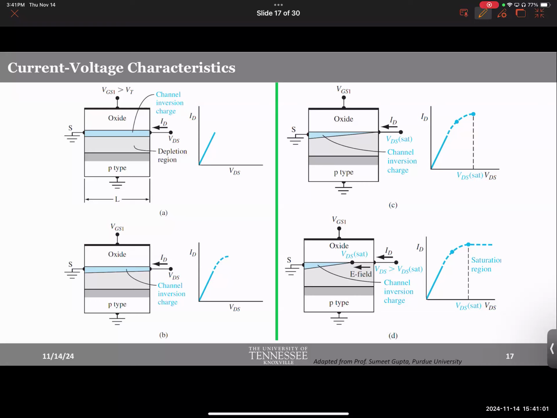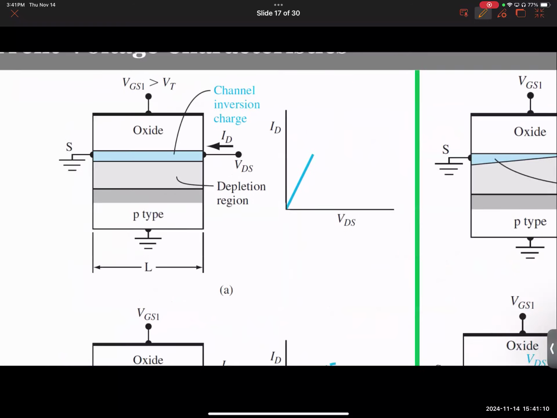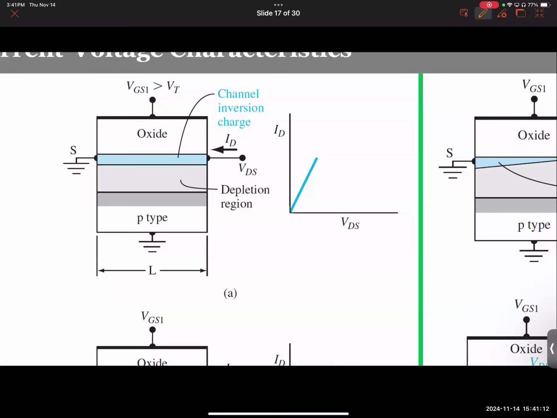So we will get there. But first, let's see how the IV looks. This is the first slide that connects MOSFET structure to the IV. Still with me? If you pay attention, this is going to be easy. So this is oxide. This layer is metal. And this is semiconductor.